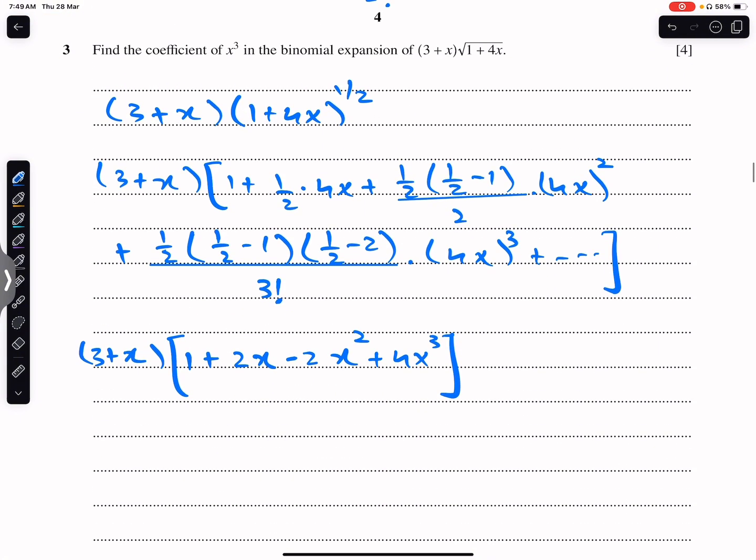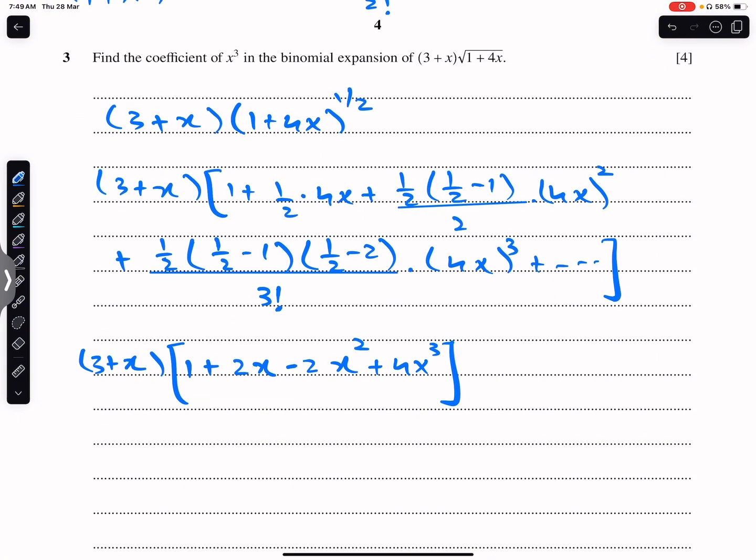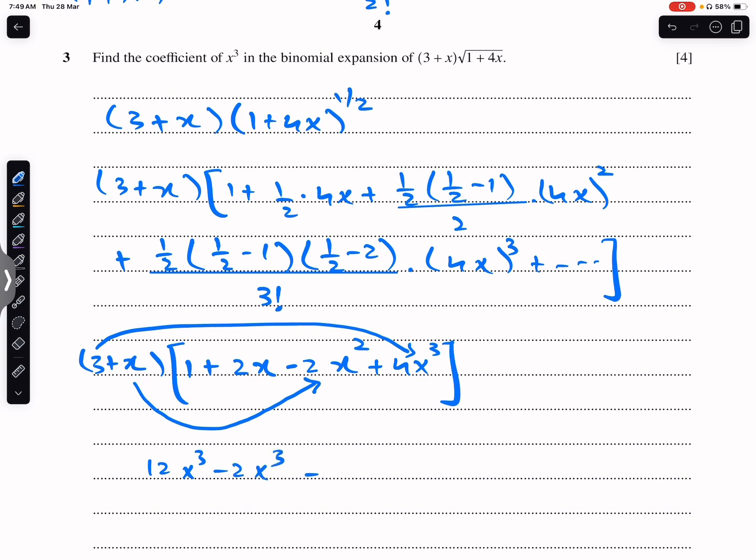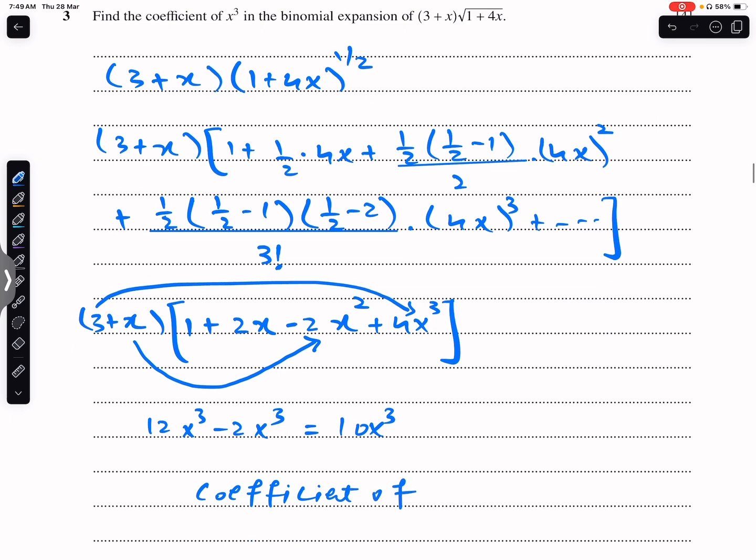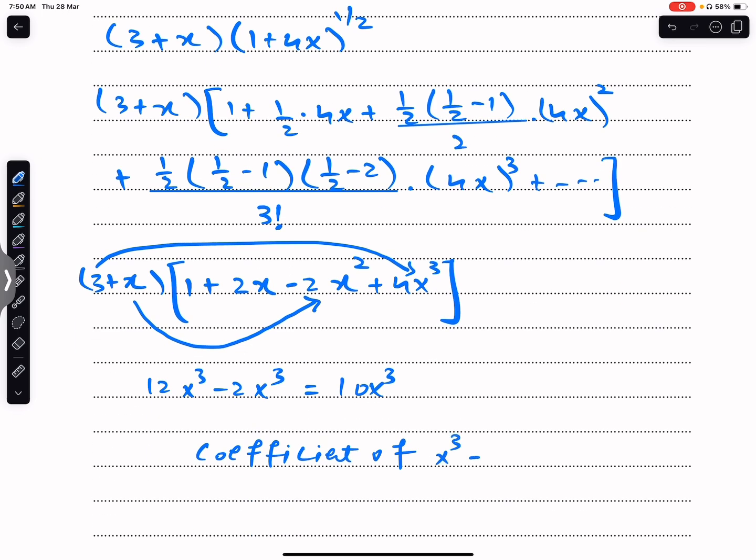Okay, now actually we want to find the coefficient of x cube, so simply multiply 3 with this term and then x with this term. Okay, so 3 times 4 is 12x cube, and then my x times minus 2x square is minus 2x cube. So the final answer is 10x cube. So the coefficient of x cube is 10.